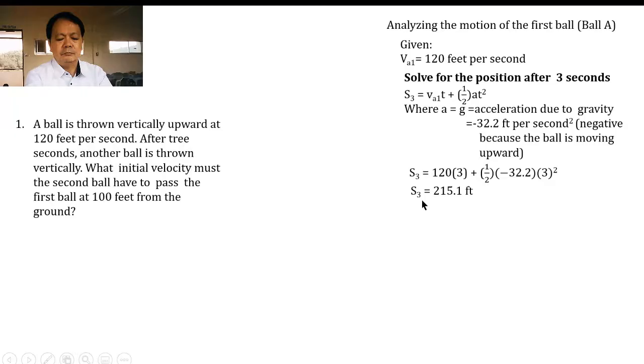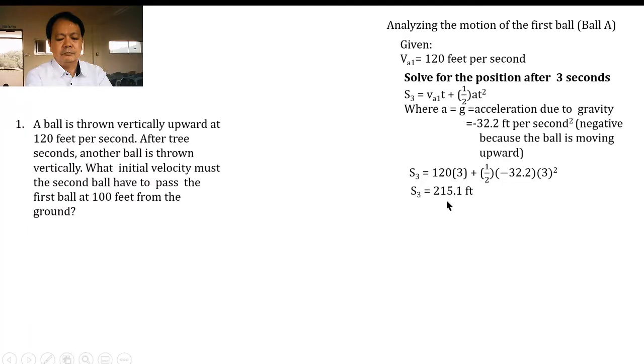Itong S sub 3 tumutukoy sa the distance traveled after 3 seconds. Okay, balikan muna natin. Meron na tayong 215.1 feet. Ang sabi dito, kinakailangan malagpasan ng ball B si ball A at 100 feet from the ground. So, ibig sabihin, walang tsansa o hindi posible na malagpasan ni ball B itong ball A at 100 feet from the ground kasi sa loob ng 3 segundo bago pa i-release itong second ball, itong ating first ball ay nandun na sa height na 215.1 feet.